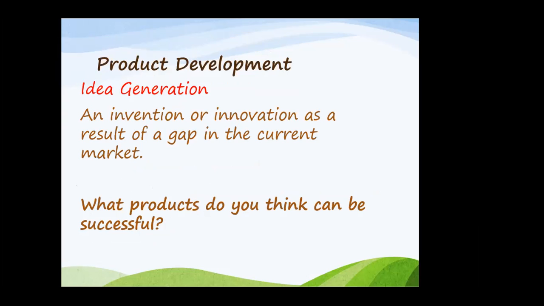In your product development, the first stage, idea generation, is basically an invention or innovation as a result of a gap in the current market, right? What products do you think can be successful? So this basically deals with your thought cycle of developing and communicating a new idea. Your thought cycle basically deals with your innovation, after which you will develop the product and then you will bring it into actualization.